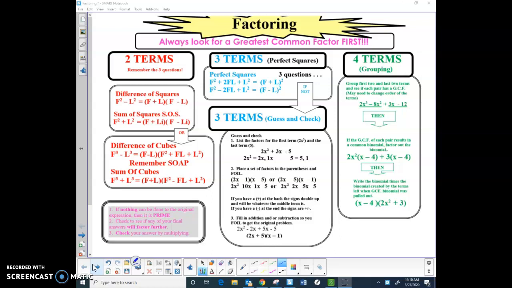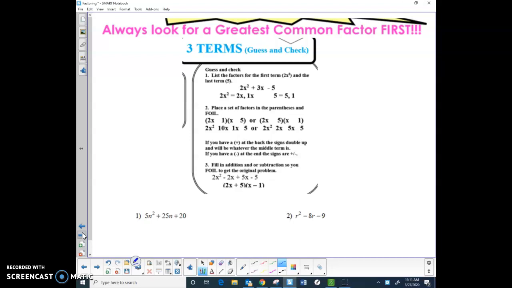All right, so this is kind of a flow chart. This is published in Schoology for you, so you can refer back to it as you're going through your work. So we're looking at this point, we're talking about 2 terms and 3 terms. The 4 terms, the grouping, that's something we will look at next week going forward. All right, so we're going to start with 3 terms.